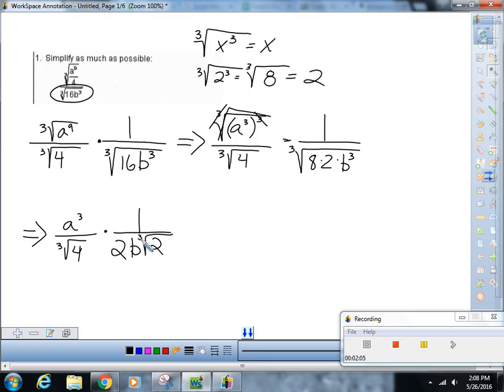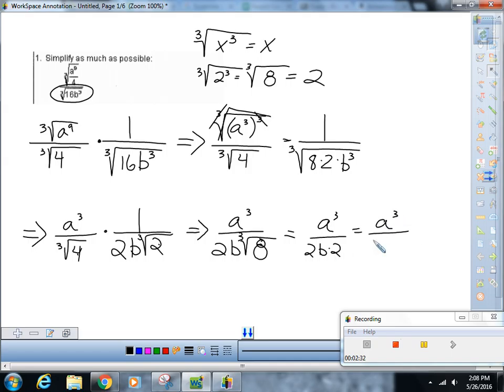So now let's go ahead and multiply these out. You get a cubed on top. You get 2b times the cube root of 4 times 2 is 8. Oh, well, that works out perfectly. So you're going to get a cubed over 2 times b times 2, which is more easily written as a cubed over 4b, and you'll see that matches the answers provided. Boom!